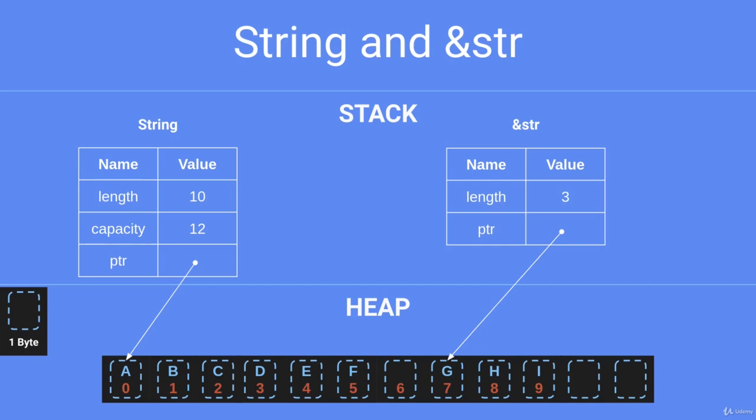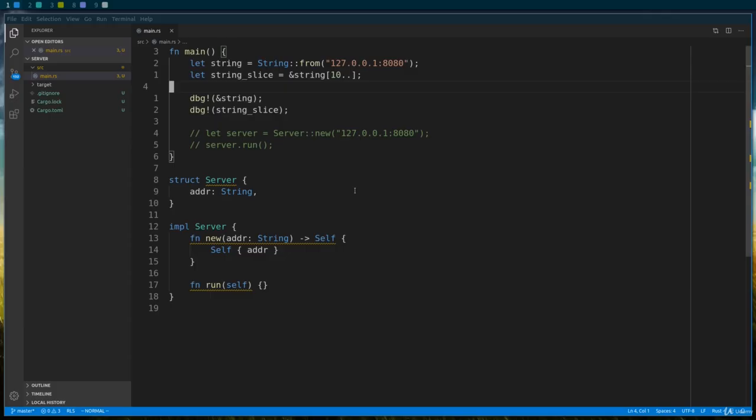Let's talk about some other cool features of strings and string slices. For example, the compiler can transparently convert a string into a string slice for us. If we want to pass a string to a function that actually accepts a string slice, the compiler will convert this string into a string slice and pass that to the function. It will just be a string slice that points to the entire string.